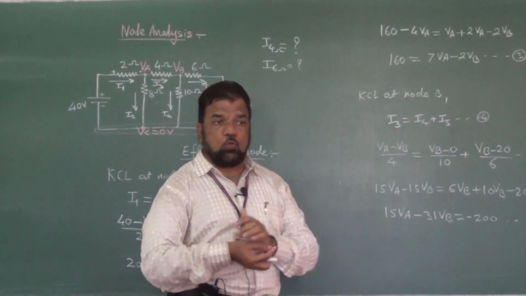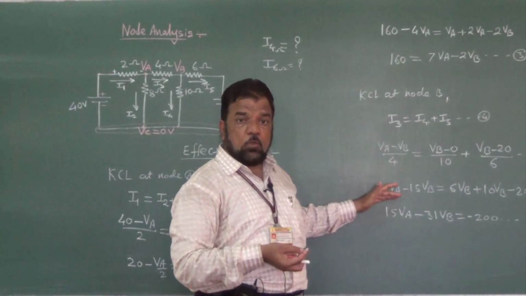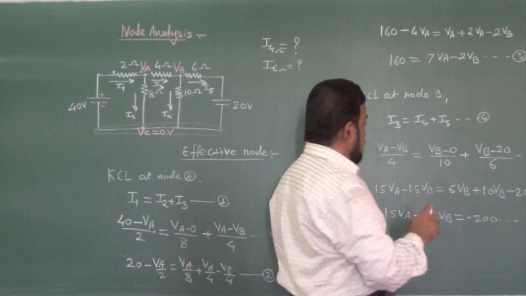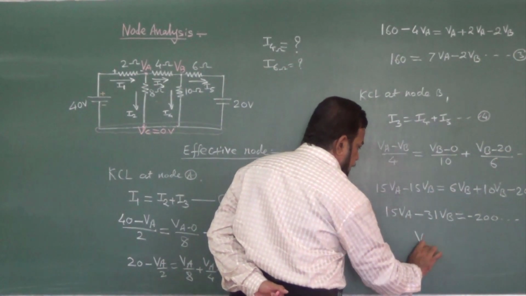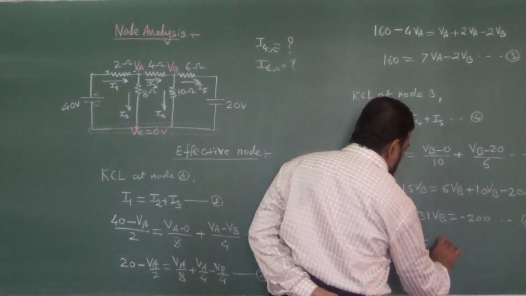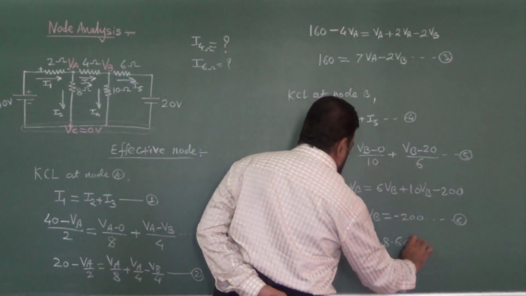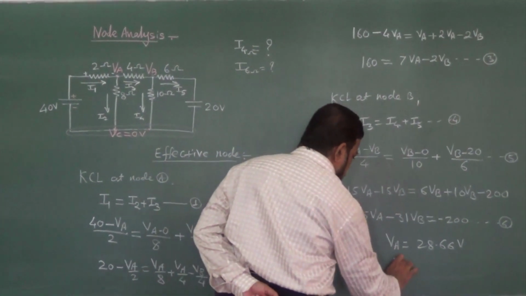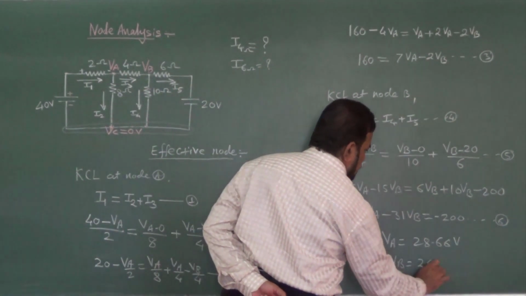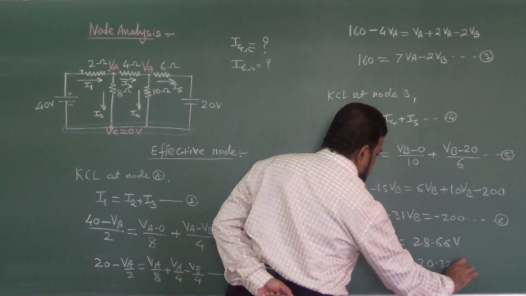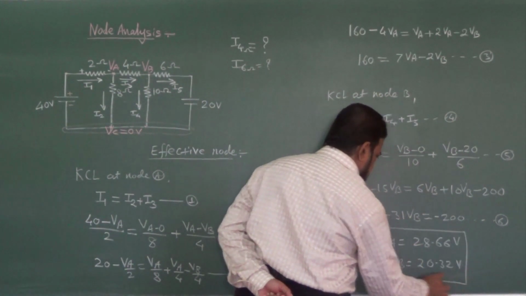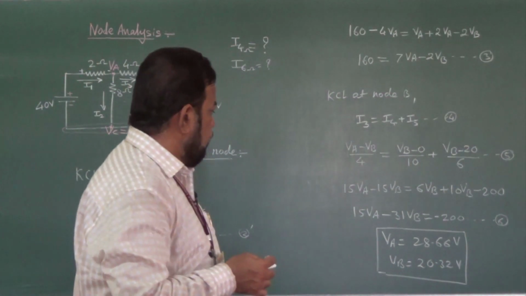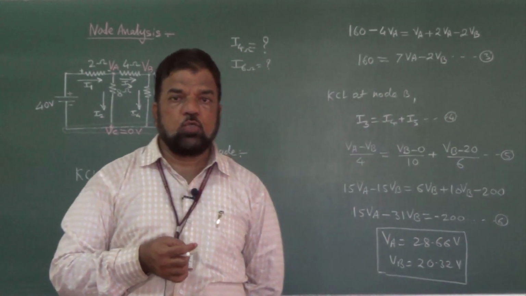Now the choice is up to you. Either you can use Cramer's rule or you can use a direct calculator. When you solve these two equations, VA comes to 28.66 volt. So do the calculations carefully. Whereas VB comes out to be 20.32 volt. So this is your important result. VA is 28.66 whereas VB is 20.32.